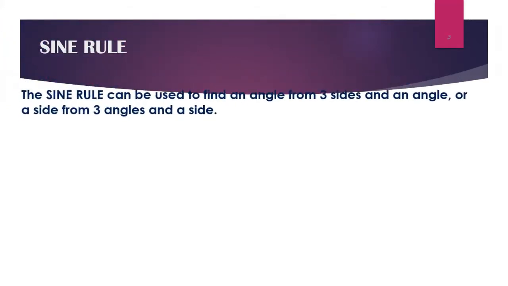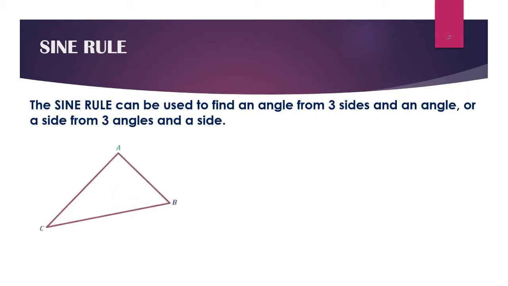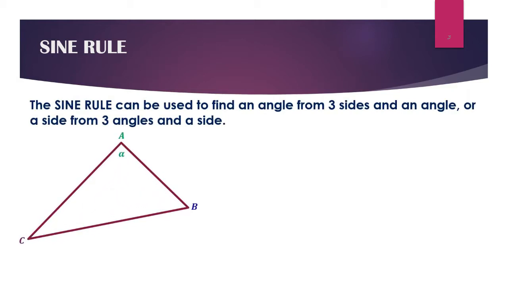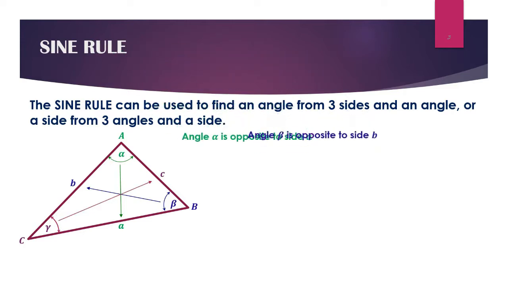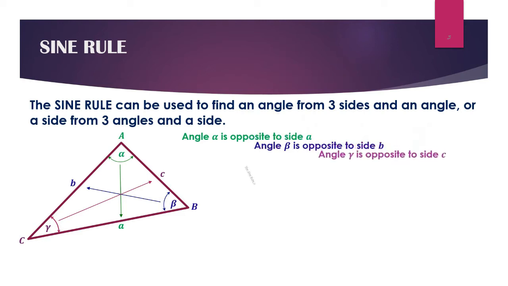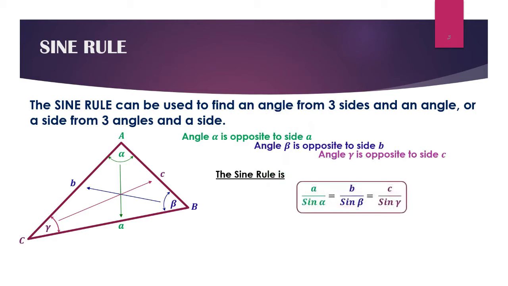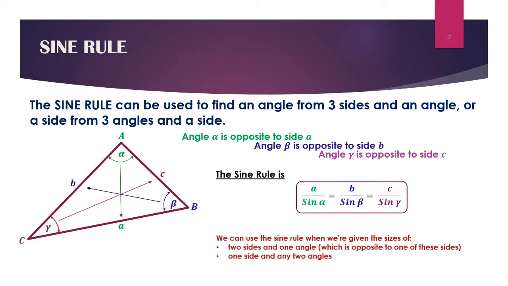Okay. This is about the sine rule. The sine rule can be used to find an angle from three sides and an angle, or a side from three angles and a side. Look at the triangle ABC. Side a is opposite to angle alpha, side b is opposite to angle beta, and side c is opposite to angle gamma. Once again, angle alpha is opposite to side a, angle beta is opposite to side b, and angle gamma is opposite to side c. So the sine rule is a over sine alpha equals b over sine beta equals c over sine gamma.